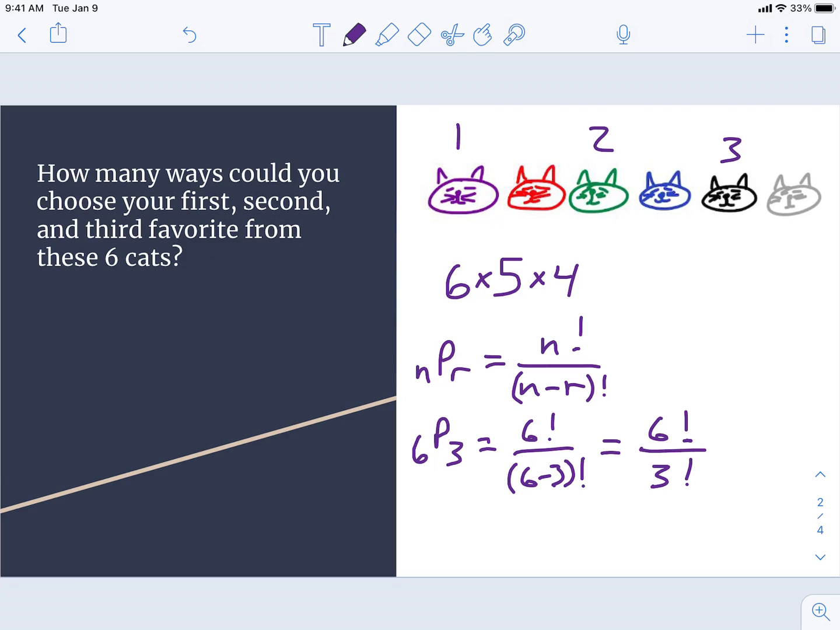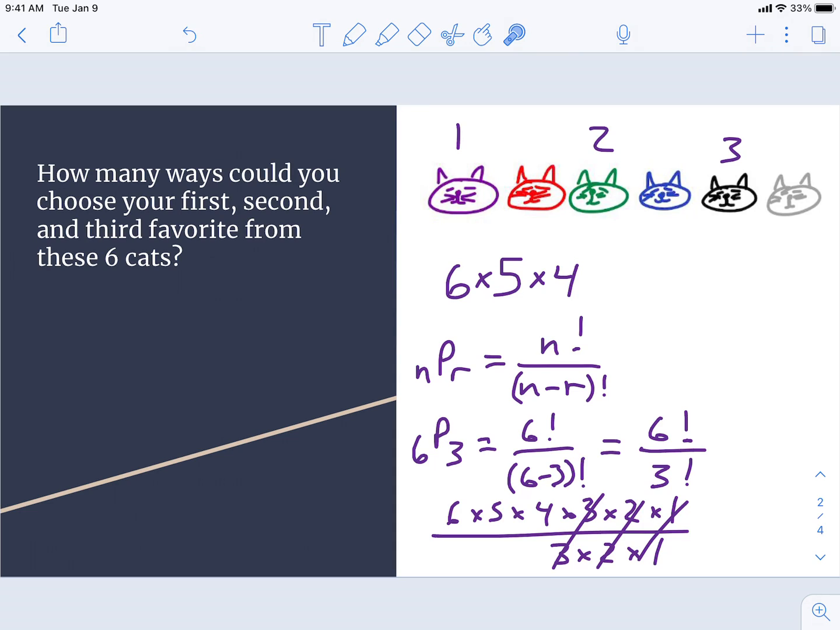Now if I expand this, 6 factorial is 6 times 5 times 4 times 3 times 2 times 1. And when we divide it by 3 factorial, which is 3 times 2 times 1, you can see the 3, 2, and 1 cancel each other out, and I'm just left with 6 times 5 times 4, which I used up here originally when I did this problem in a more intuitive way rather than trying to use a formula, just thinking my way through it.